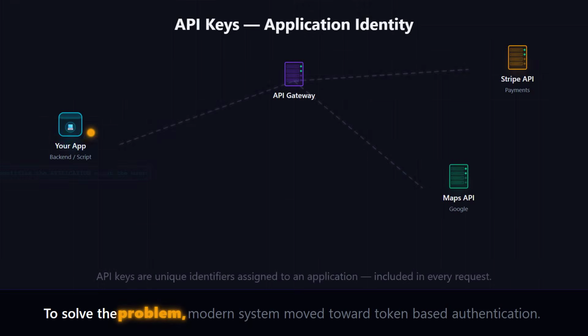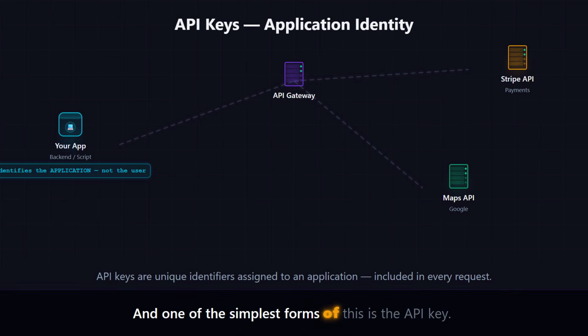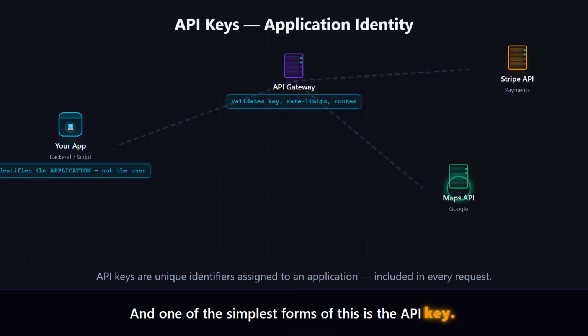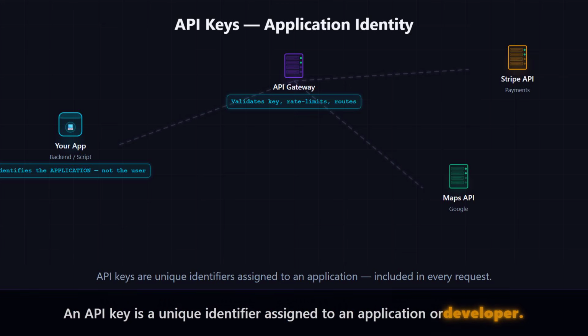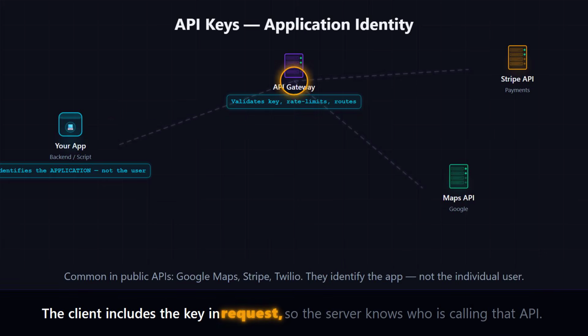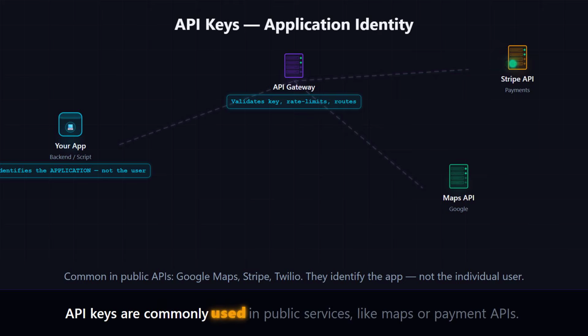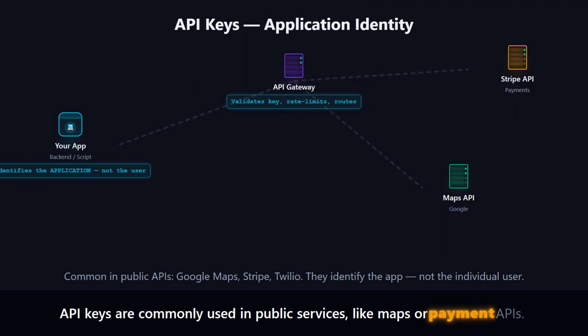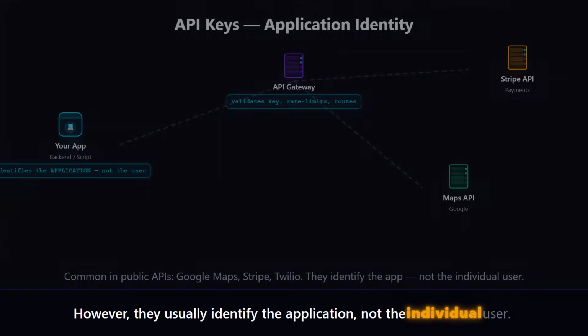To solve this problem, modern systems moved toward token-based authentication, and one of the simplest forms of this is the API key. An API key is a unique identifier assigned to an application or developer. The client includes the key in the request, so the server knows who is calling the API. API keys are commonly used in public services like maps or payment APIs. However, they usually identify the application, not the individual user.